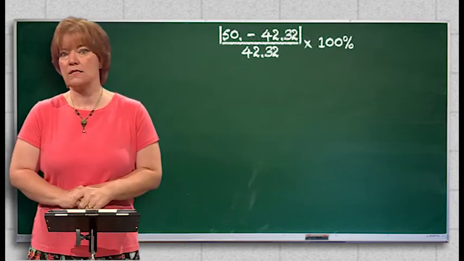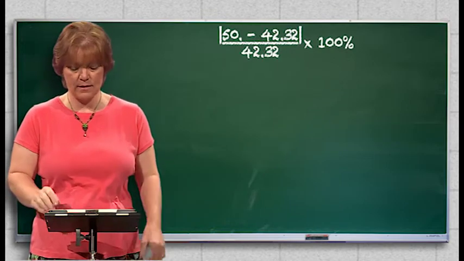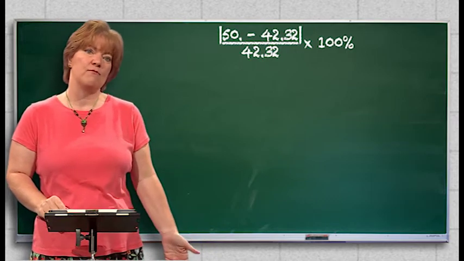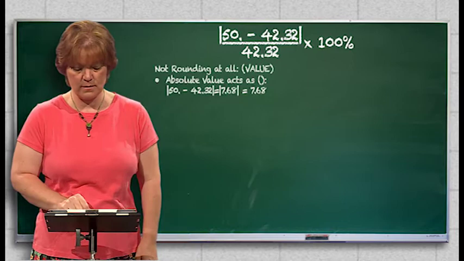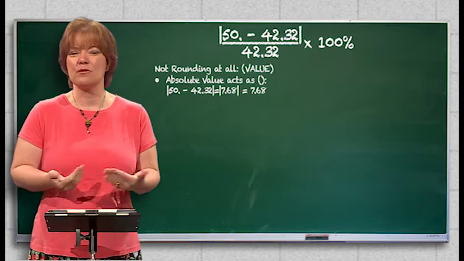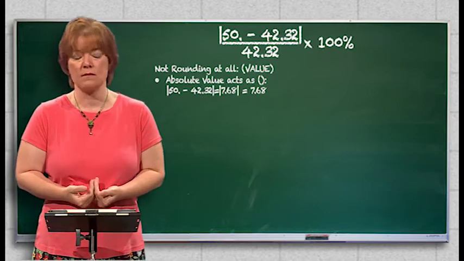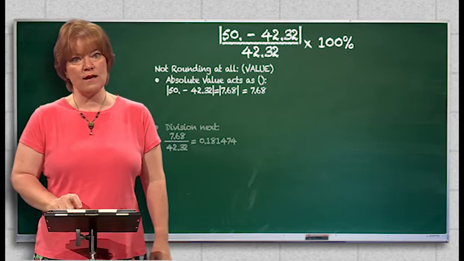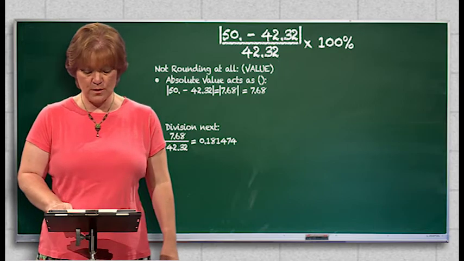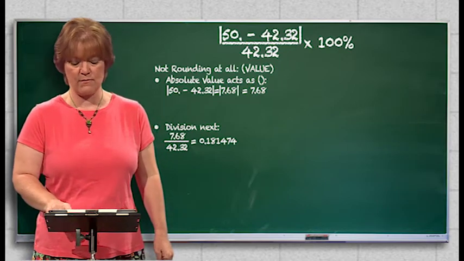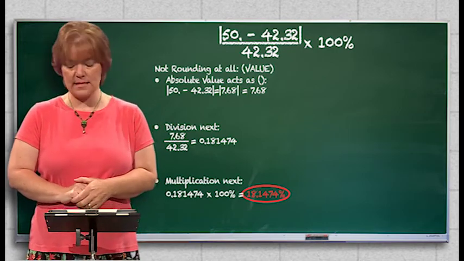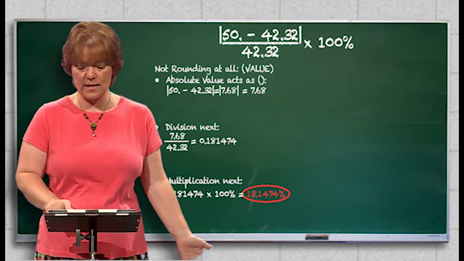Another example is often our percent error calculations. Absolute value of 50 minus 42.32, divided by 42.32, times 100%. So in terms of order of operation, the first step would be the absolute value. The absolute value is essentially acting as a parentheses, and parentheses come first. So we would subtract the value and get 7.68. Then we would follow that up with division, dividing by 42.32 and getting 0.181474. And then I do my multiplication by 100, ending up with 18.1474. That's not rounding at every step.